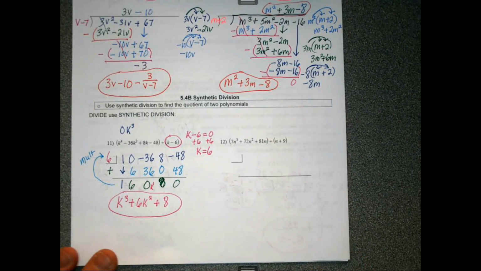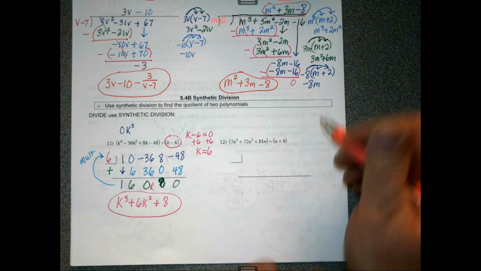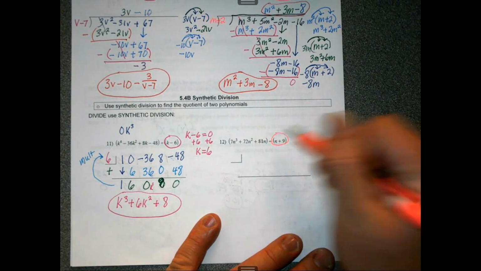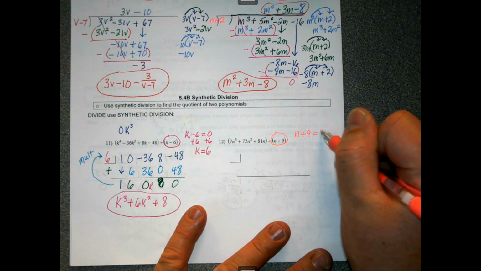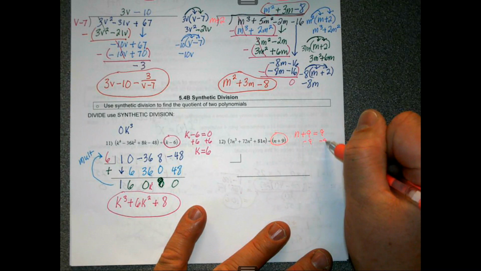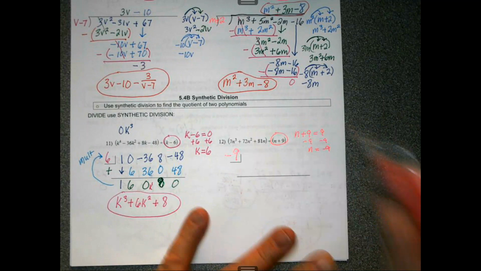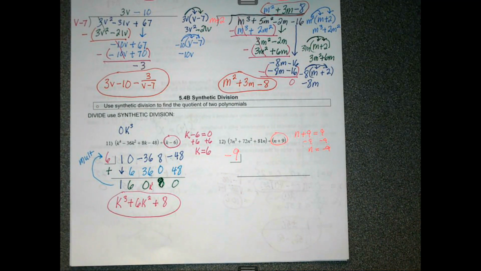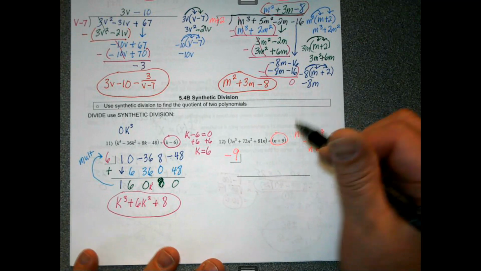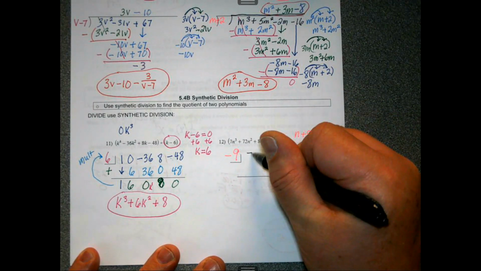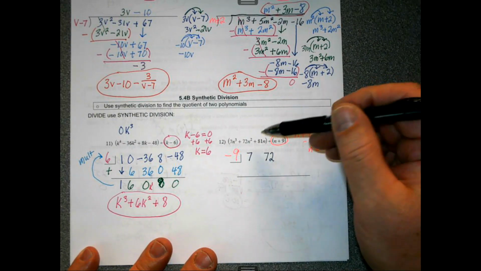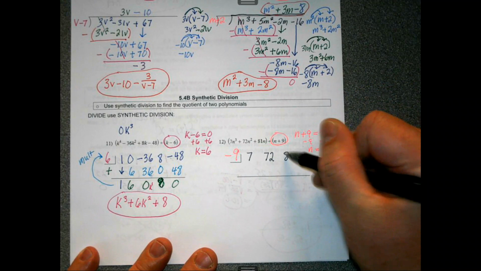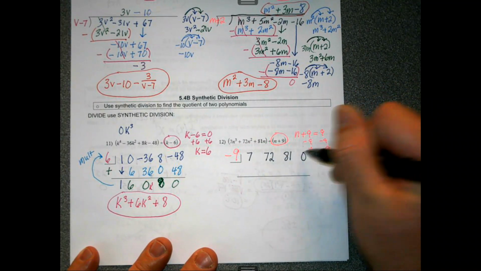All right, synthetic division. This time we need the actual 0, not the factor. Remember, we have to set that equal to 0. Solve for n. So this is my divisor, negative 9. Now I need the coefficients of my polynomial. I have 7, 72, 81, and I'm going to put the 0 in there for the constant.